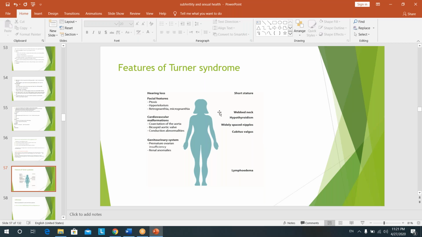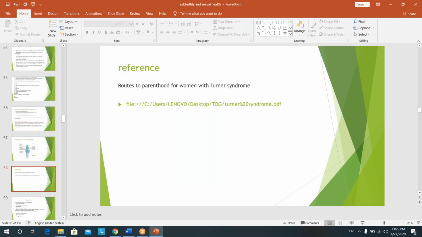These are the features of Turner syndrome from the RCOG guideline, which you can also read. The examiner may ask you what the features of Turner syndrome are. She will have short stature, webbed neck, hypothyroidism, widely separated nipples, cubitus valgus, lymphedema, hearing loss, and some facial features. Cardiovascular malformations, very important, like coarctation and bicuspid aortic valve. Genitourinary features like premature ovarian failure and renal insufficiency. This was from the reference, the Turner syndrome RCOG article. Okay, any questions?